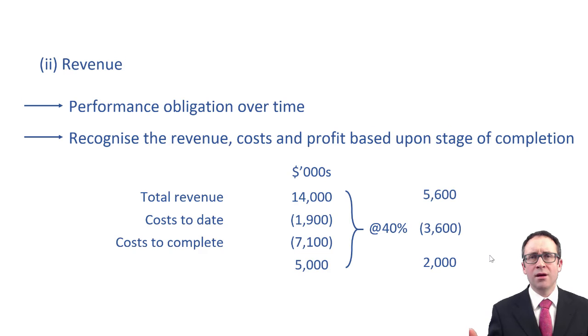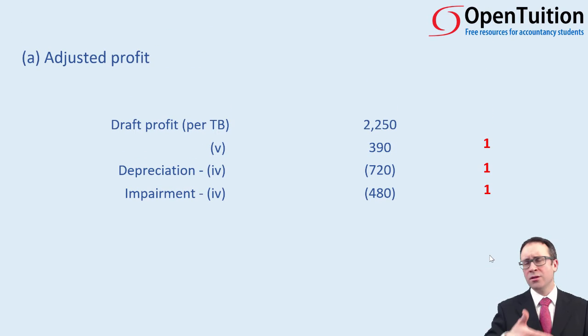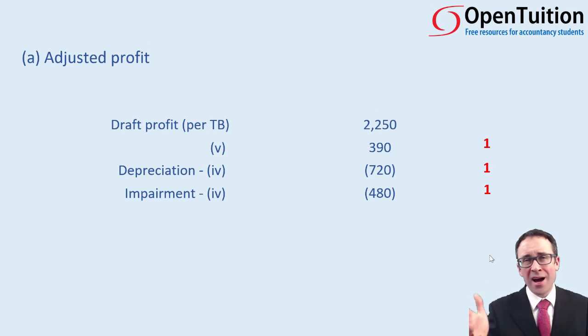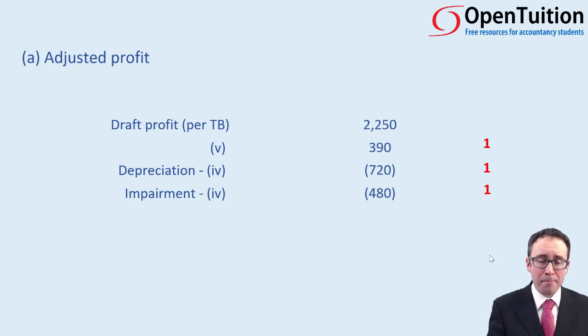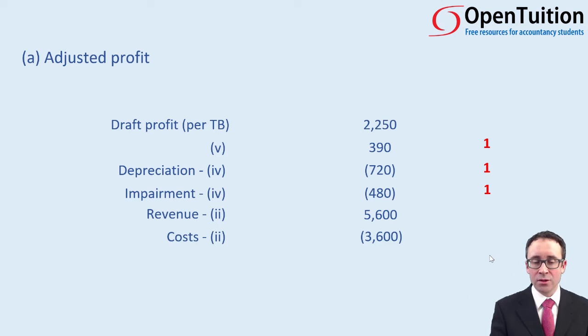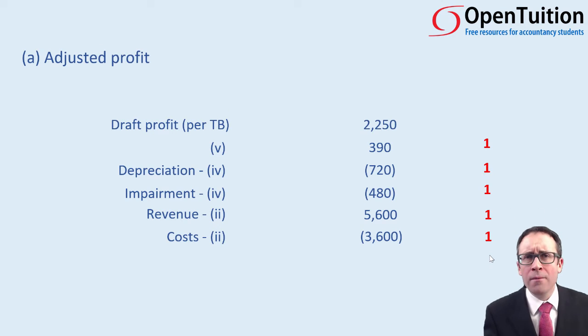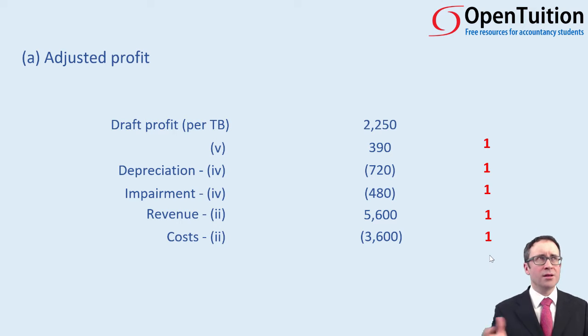That's it. Hang on a minute. That's increasing revenue, increasing costs. Surely those two numbers there are going to impact my draft profit. Okay, so did we say we were on 9? I may be out by a half mark here or there, but let's say 9. Boom! Revenue, 5,600. Boom! Costs, 3,600. Boom, boom! 1 and 1. 11, pass, brilliant, pen down, walk off.